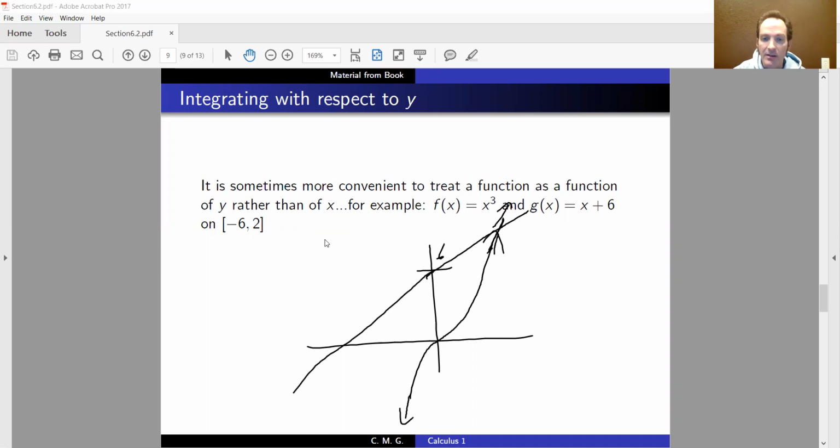And in particular, they'll intersect at 2. So I plug 2 into the first one, I get 8. Plug 2 into the second one, I get 8. And so this really here is just x equals 2. And this back here is actually x equals -6.